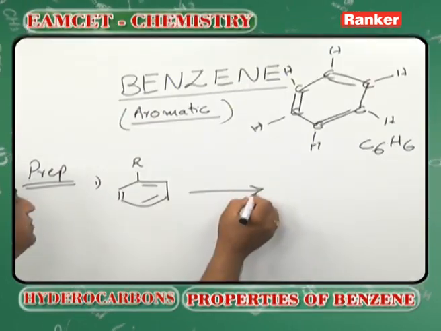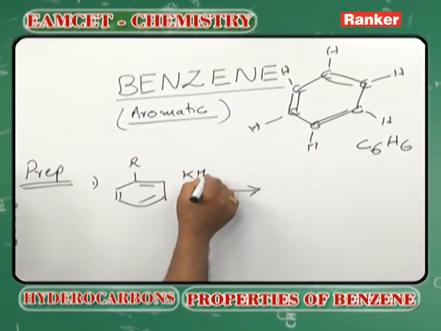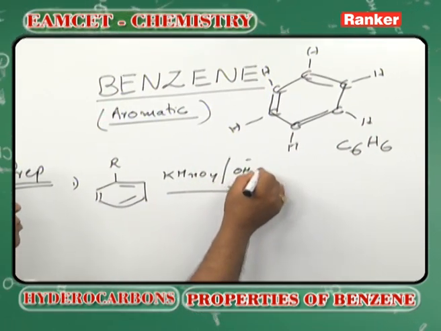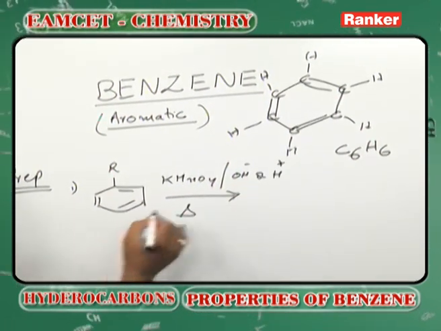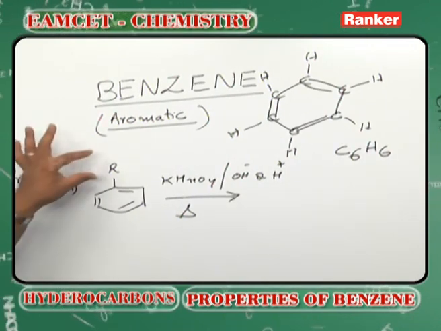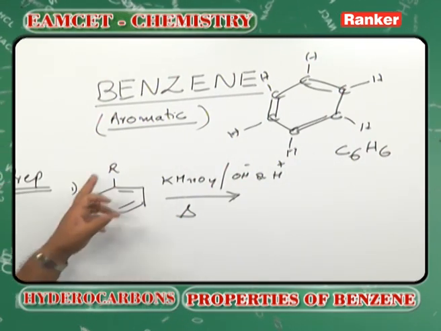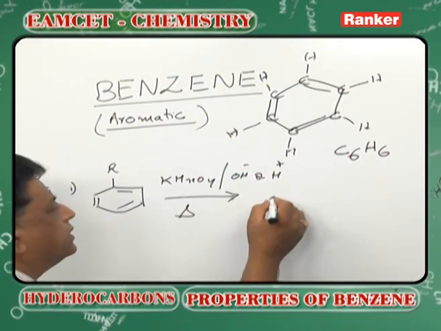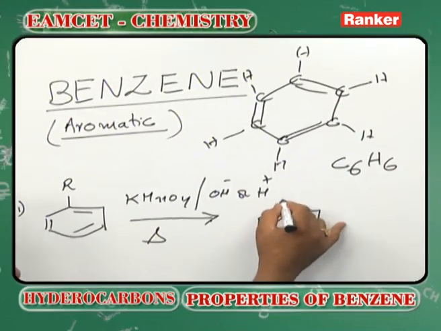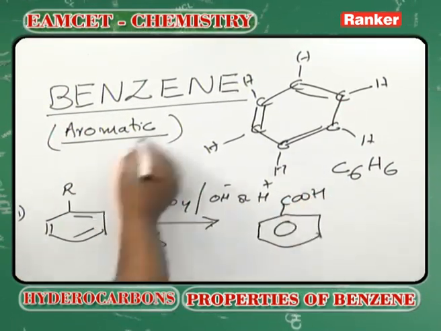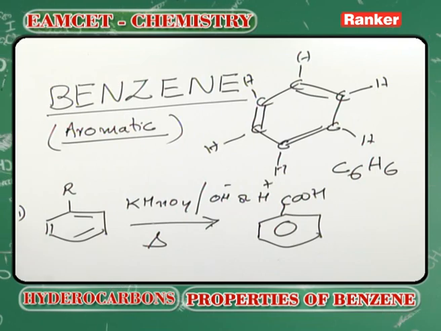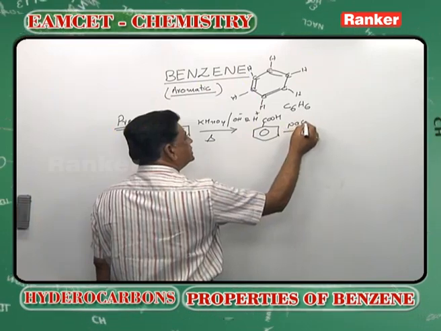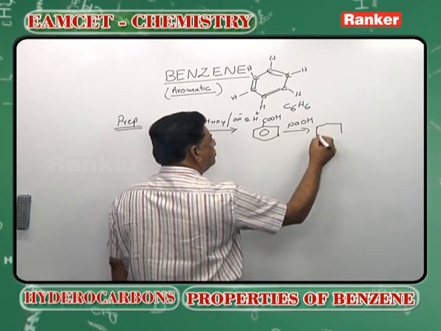When you oxidize with potassium permanganate in acidic medium or alkaline medium, and boil strongly, what happens? The alkyl group, if it is methyl, we call it toluene. If it is ethyl, ethyl benzene, all will be oxidized to their corresponding carboxylic acid. Though we have a long chain, it will also become benzoic acid. Subsequently, you add some sodium hydroxide, and it will become the sodium salt.